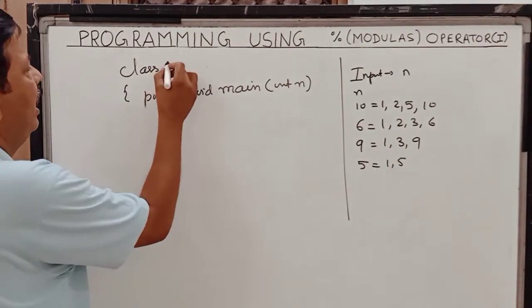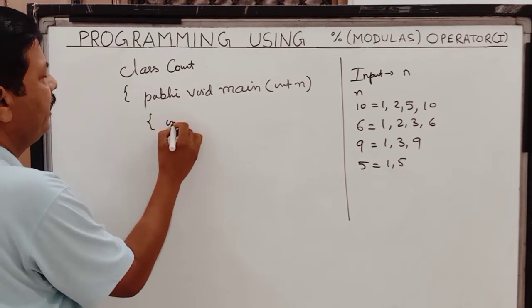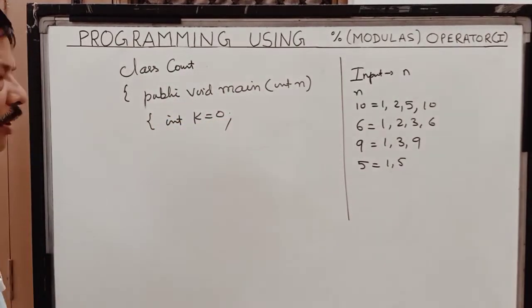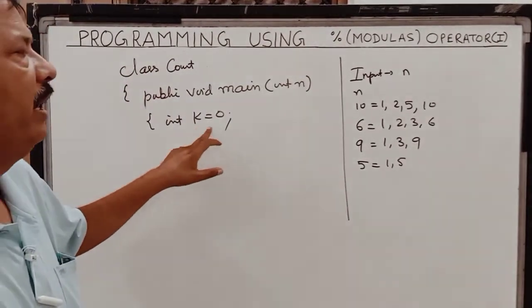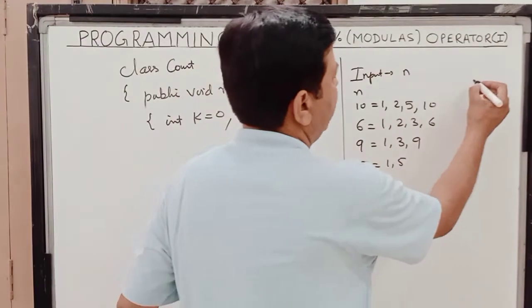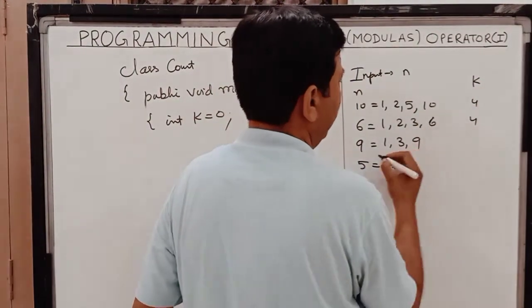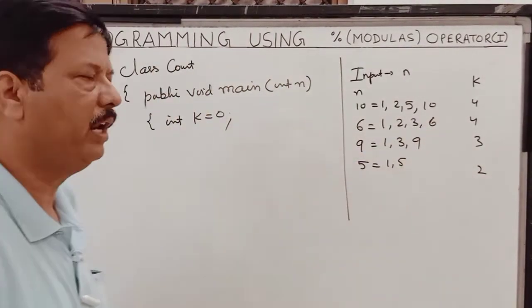So here I am saying count. For counting, children, I take a variable called k to count. For sum, as I have taken s is equal to 0, to count I am taking k. In k I am going to find out these values. K, here it is 4, here again it is 4, here it is 3. So this k I am going to find out in this program.